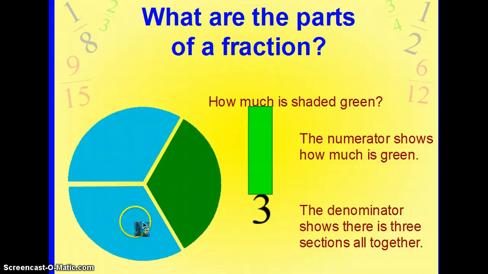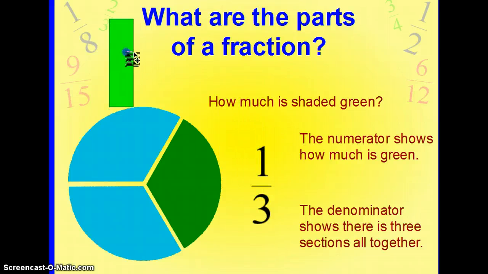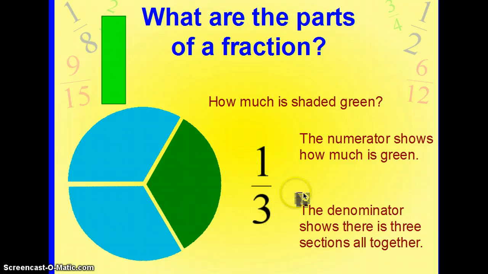If we look at all of these 3 pieces here, only one section is shaded green. Therefore, the numerator would be 1. So this pie, if we're only looking at the pieces that are shaded green, would be represented as a fraction as 1/3.